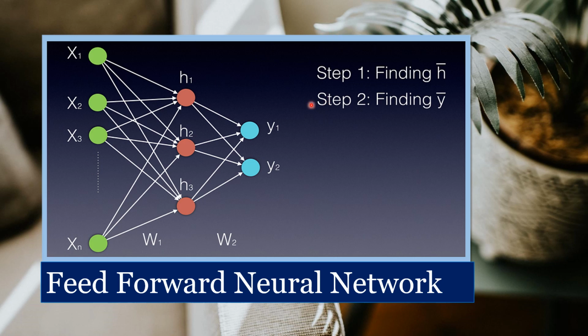To summarize this, we can say a feed-forward neural network is a type of neural network that processes information from the input to the output in a single direction. And in business applications, it's commonly used for tasks such as customer behavior prediction, fraud detection, and predictive maintenance.